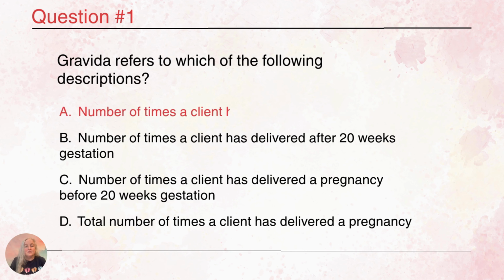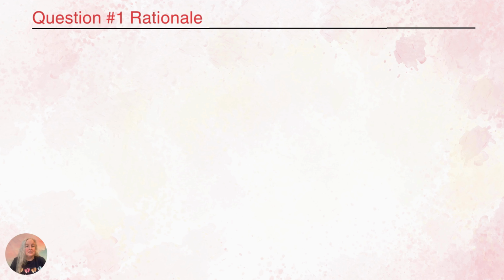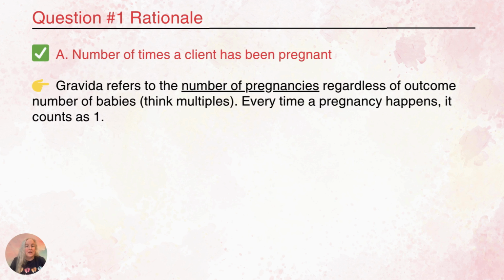The best answer for this question is A, the number of times a client has been pregnant. If we look at the rationale, we are reminded that gravida refers to the number of pregnancies. This is regardless of outcome, and it's also regardless of the number of babies. So if she's pregnant with twins, triplets, quadruplets, it still counts as 1 pregnancy. Every time a pregnancy happens, it counts as 1.